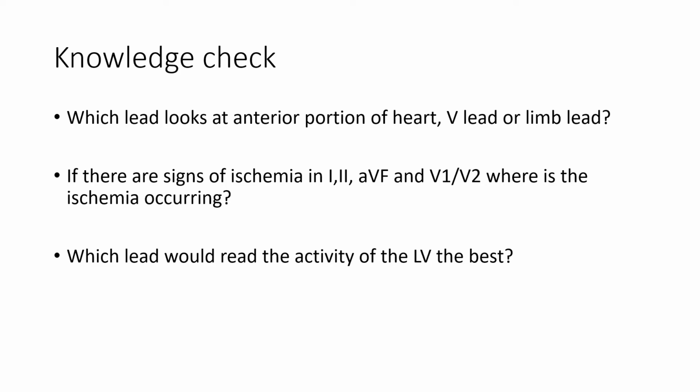If there are signs of ischemia on 1, 2, and AVF, which is a lateral and inferior lead, and V1 and V2, where's the ischemia occurring? Well, V1 and V2 are right side of the heart. AVF is inferior, 2 is inferior, and 1 is lateral. So there's signs of ischemia sort of everywhere, laterally, inferior, and on the right side.